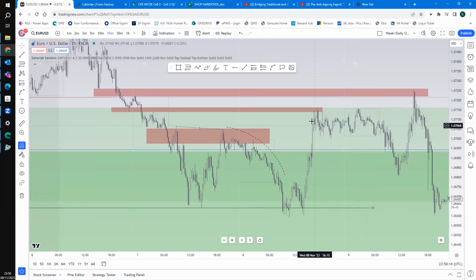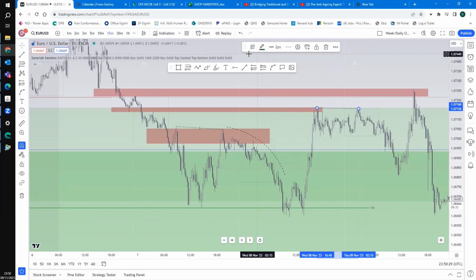So I'm watching this. We get this high the next day. I'm happy I've had my trade. This high is there, then this high. So the next day, I see this again, liquidity draw.